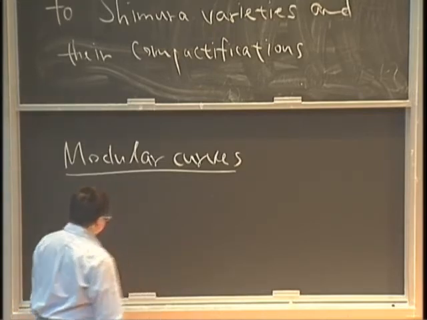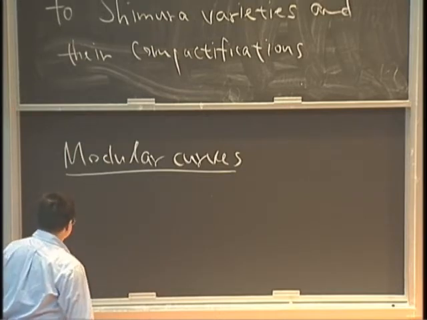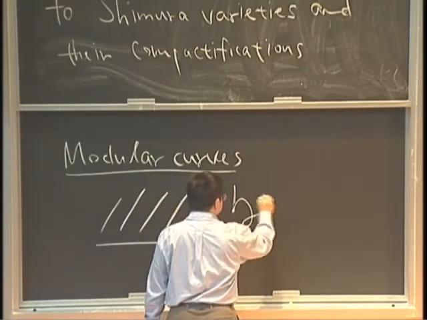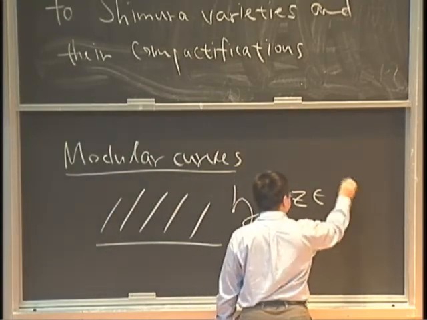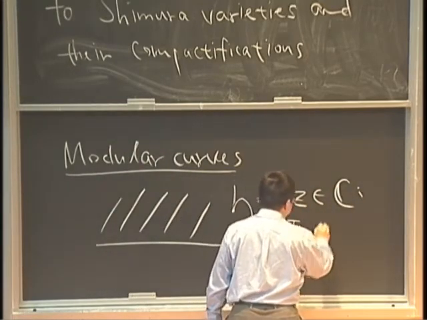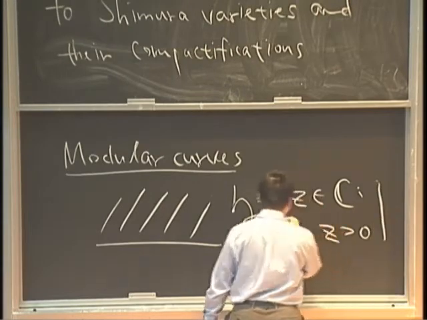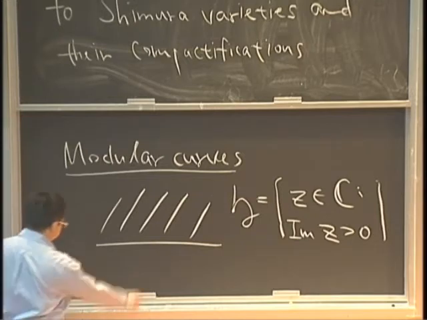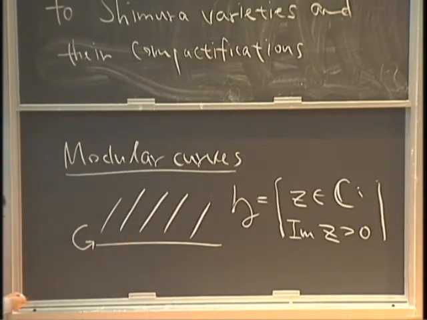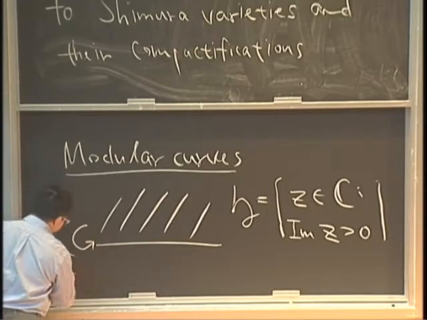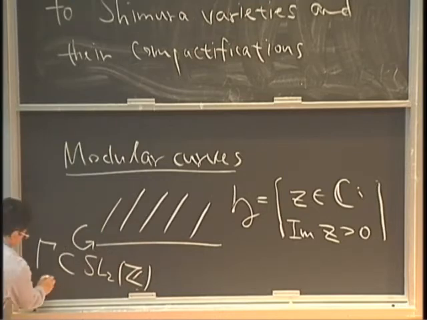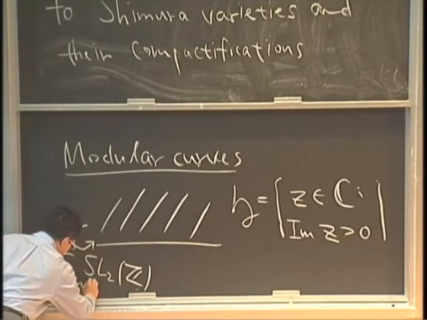So I guess there are many ways to define them, but I will start with H, which is all the complex numbers with imaginary part positive. And we know that there's actually some kind of action of this. Well, I guess at least we have introduced congruence subgroups in the first talk. So if you have gamma lying inside SL2(Z), and this is a congruence subgroup.